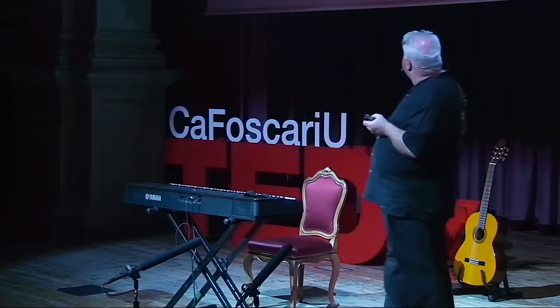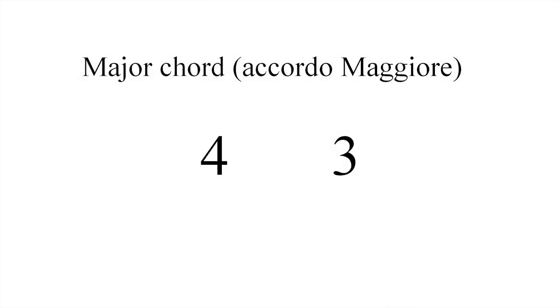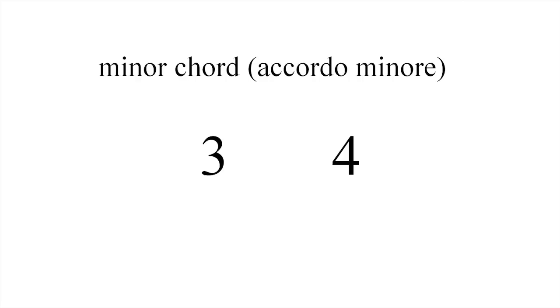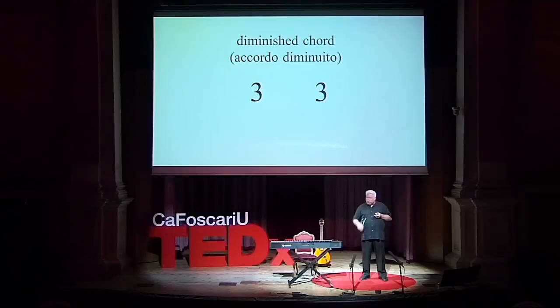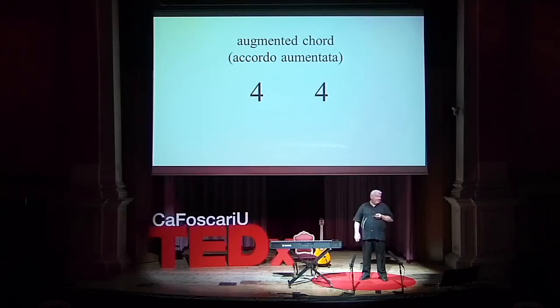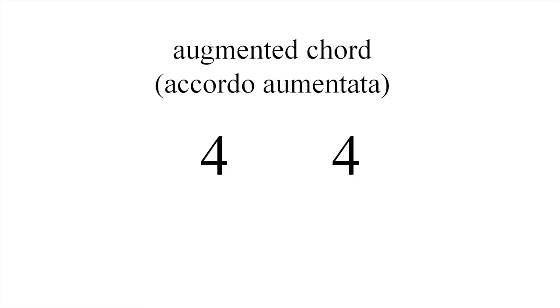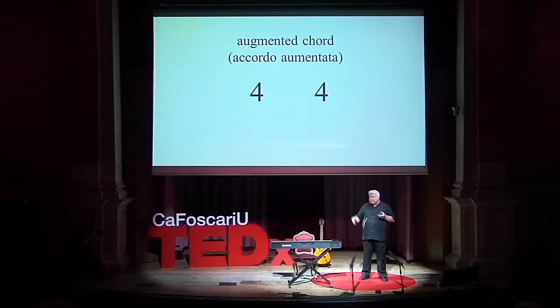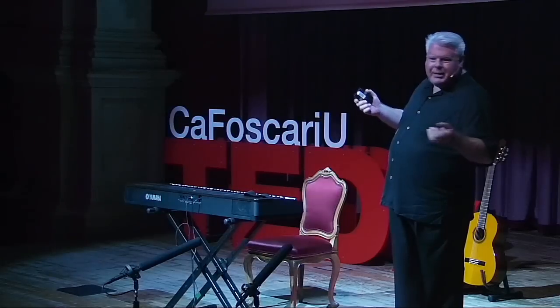Well done. Now, what are chords? They're simply patterns. Major chord, 4, 3. Minor chord, 3, 4. Diminished chord, accordo diminuito in Italian, 3-3. Augmented chord, accordo aumentata, 4-4. Chords have different patterns of steps. And chords can be used to add texture to the melodies. Chords are the building blocks of harmony.